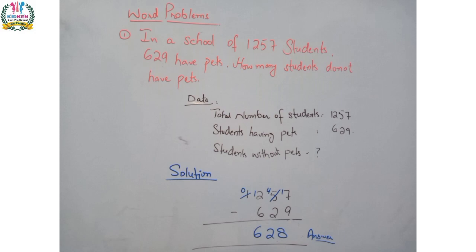Next we have a subtraction word problem. So let's start. Question number 1. In a school of 1257 students, 629 have pets. How many students do not have pets?